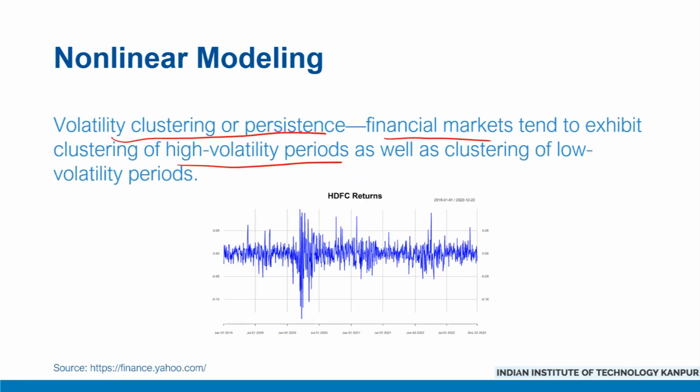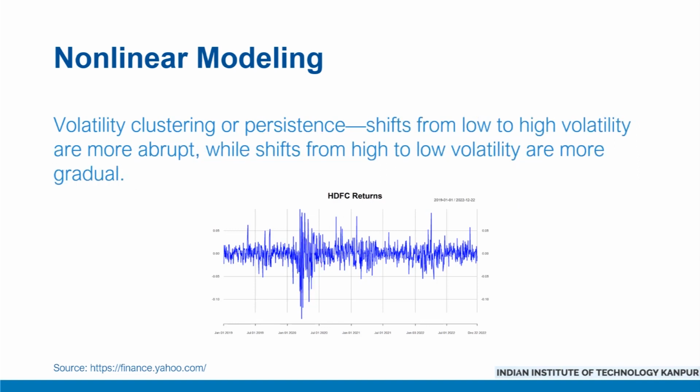Another very important property is volatility clustering, or volatility persistence. That is, in financial markets, you tend to find clustering of high volatility periods as well as clustering of low volatility periods. For example, here you can see bunching of high fluctuations and bunching of low fluctuations together, which suggests that periods of high volatility occur together, while periods of low volatility occur together. This kind of phenomenon is slightly difficult to model through linear relationships, as it indicates some kind of autoregressive nature in volatility. Another stylized fact of volatility clustering and persistence is that shifts from high to low and low to high volatility are not uniform.